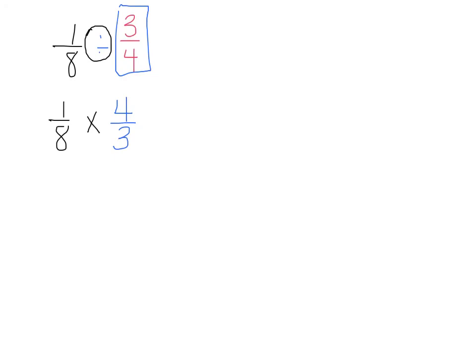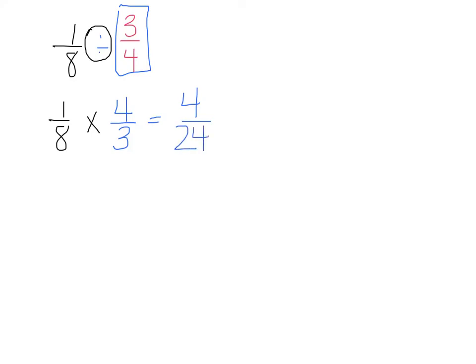And now the problem that we have down here is a problem that we've already learned how to do, which is just multiplying fractions. So we can go ahead with our multiplying fractions skill and do 1 times 4, and we get 4. Then we get 8 times 3, and we get 24.